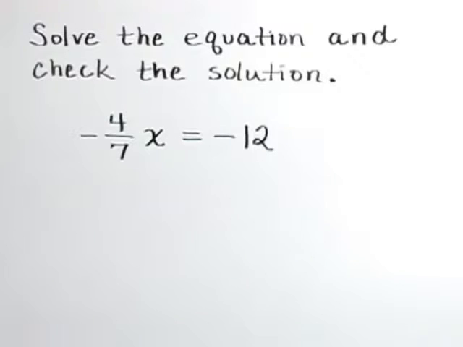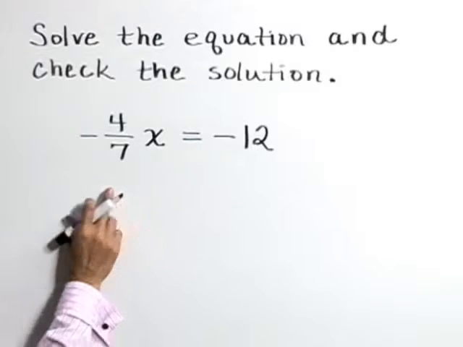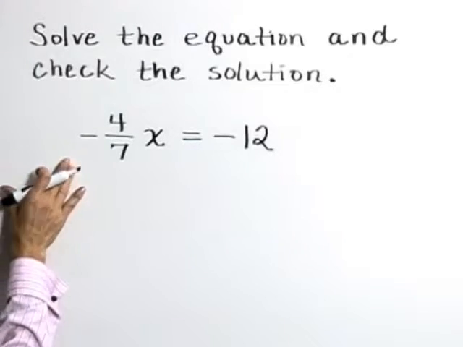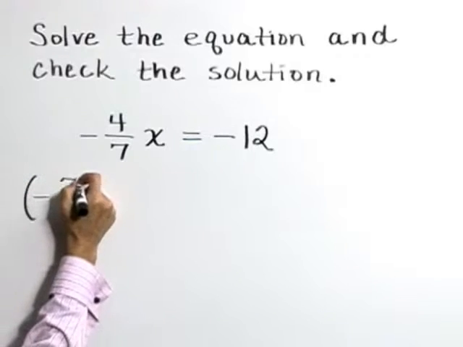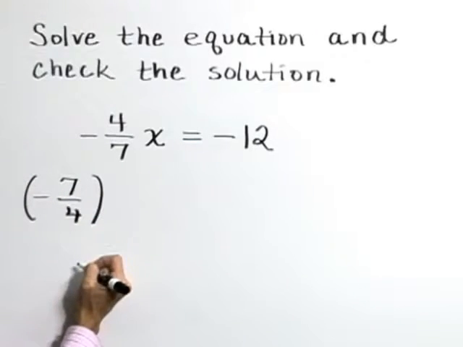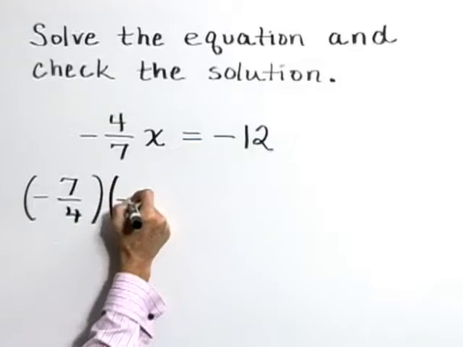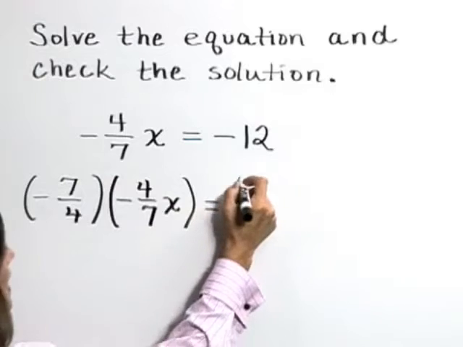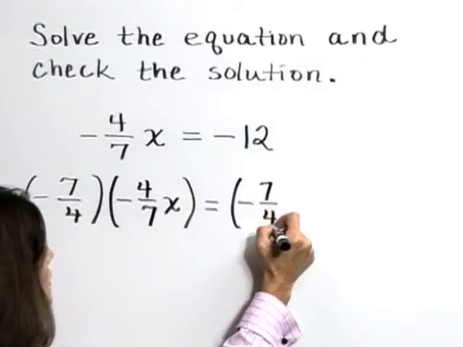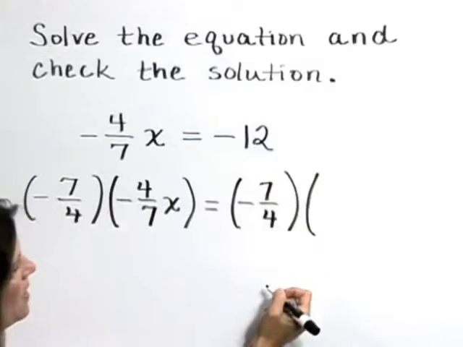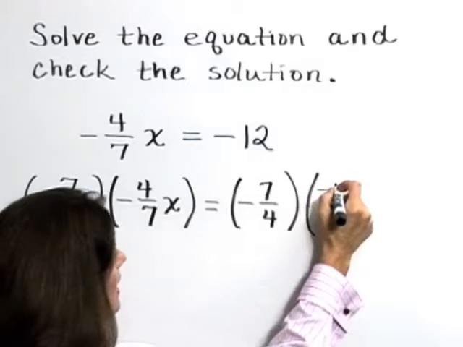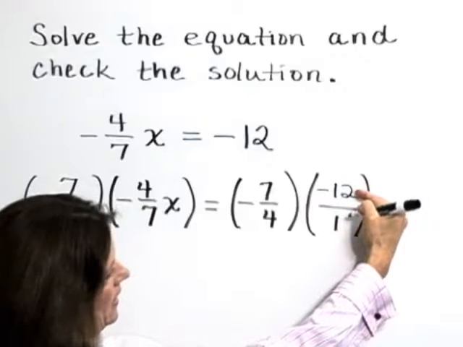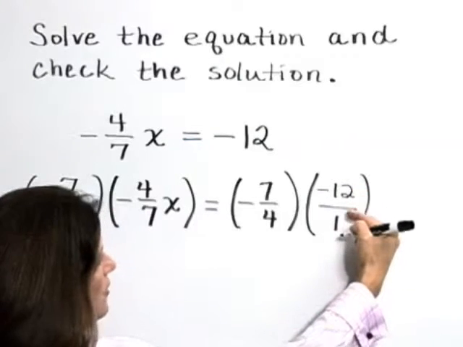Here we have a one-step equation where we're going to multiply both sides by the reciprocal of negative 4/7, which is a negative 7/4. So take negative 7/4 times the left-hand side and negative 7/4 times the right-hand side. Now that negative 12, I'm going to write as negative 12 over 1 so that we can see clearly the numerator and denominator values.